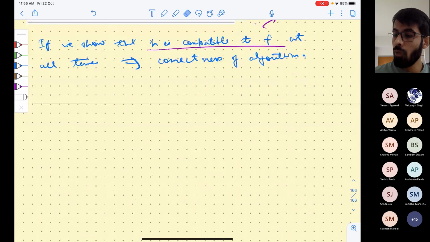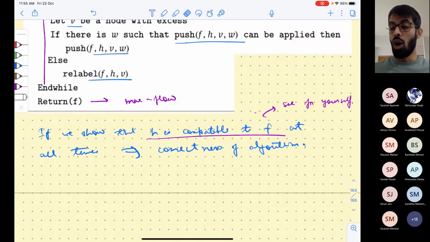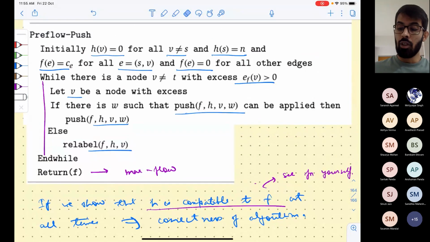So good. Now we know the correctness, and all we need to show now is how much the running time is, that is, how many times these push and relabel operations are going to get performed, and that we'll see tomorrow. Okay. So any questions about the algorithm or anything?